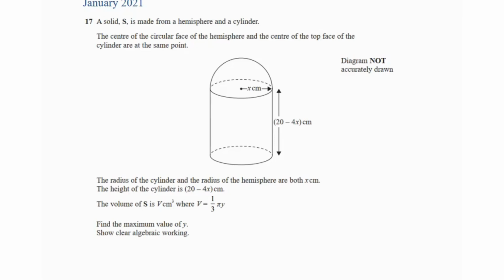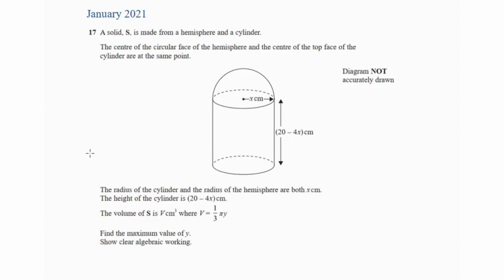Once again, keyword maximum value, which means differentiation will come, and show clear algebraic working. So we'll begin with finding the volume of the hemisphere. Then we'll find the volume of the cylinder. Then we'll add the two and put the equation equal to the volume of solid S, which is 1 over 3 pi y. And then once we've done that, we will create an equation for y just in terms of x, and differentiate it to find the maximum value of y.